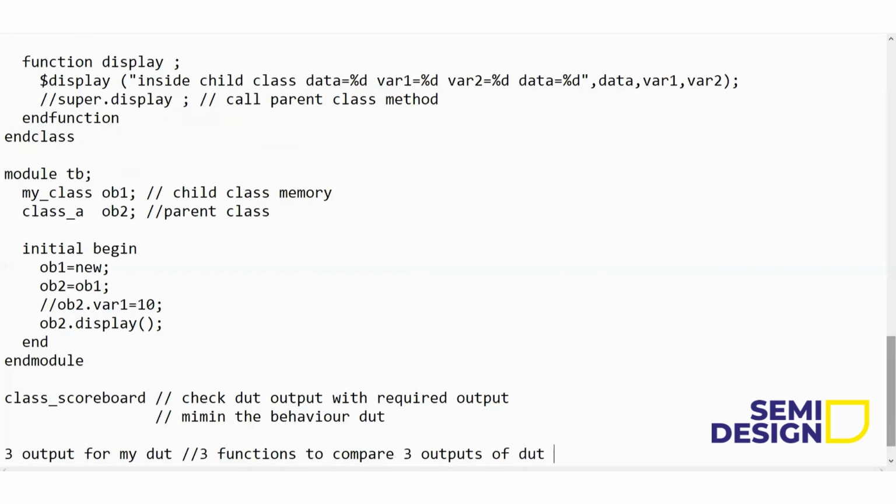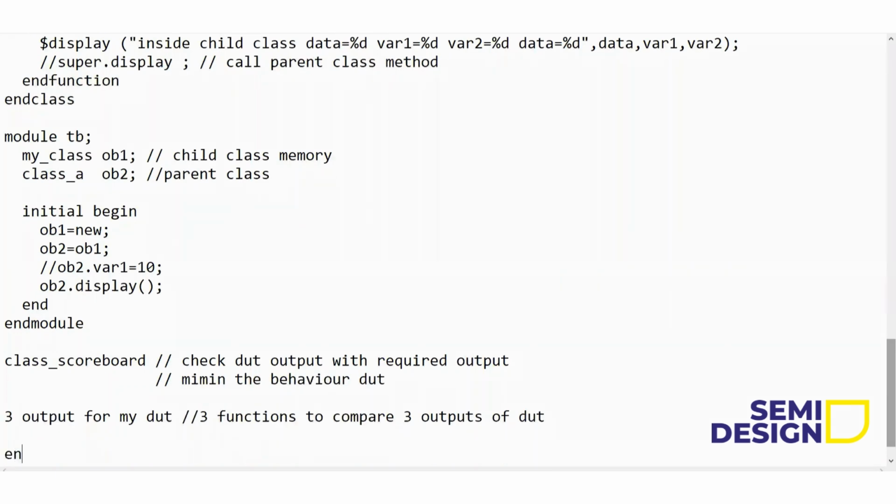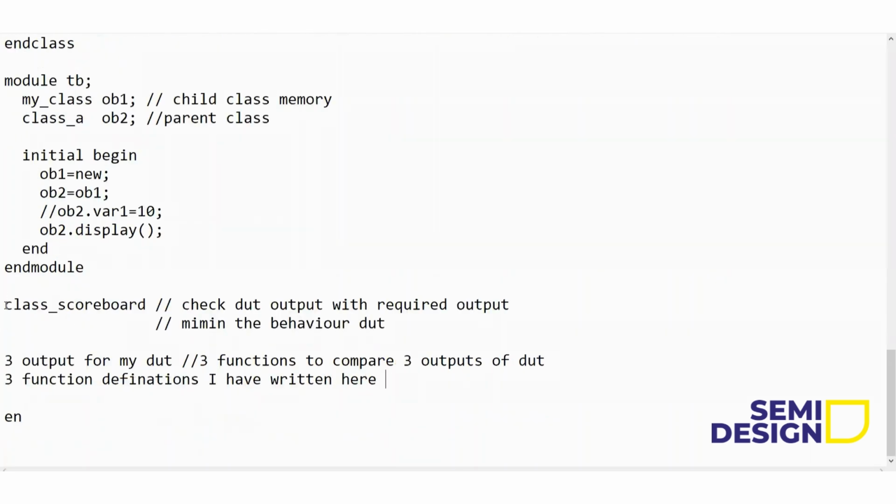Up to this, understood? Yes. So now I have just written three function definitions here. I have no idea what I should write inside the functions. So three function definitions I have written here. Now this is the base scoreboard.